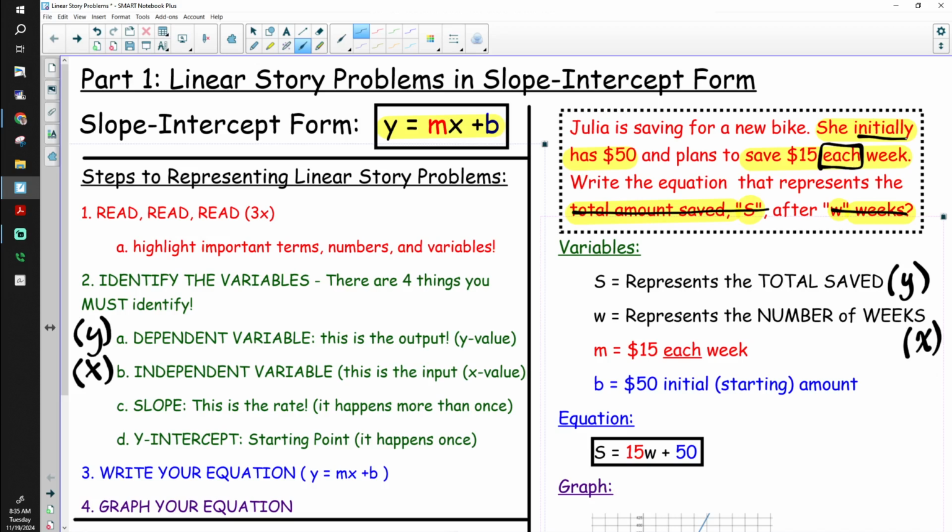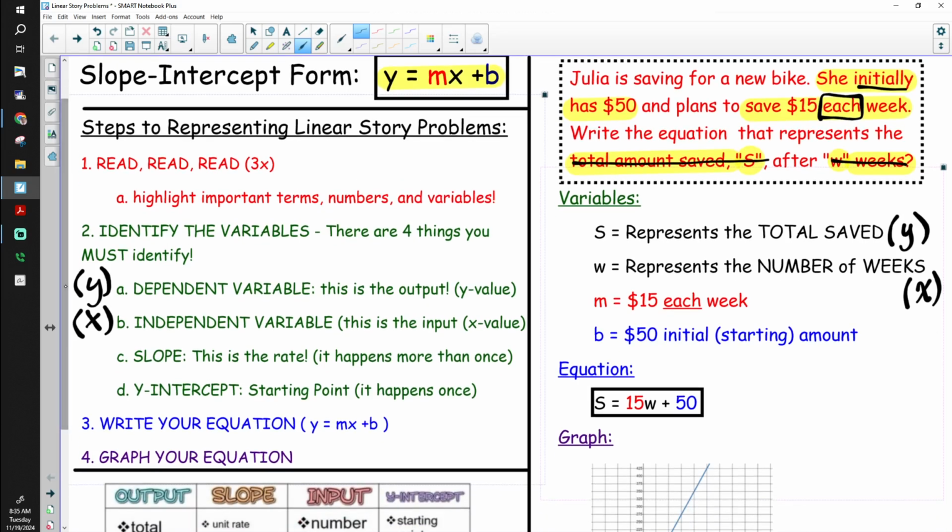And so it's time to use y equals mx plus b and just put everything where it's supposed to go. So instead of y equals mx plus b, we have s, the total, equals 15, our slope, w plus 50. That's the equation for this story problem. It's like y equals mx plus b, except for y in this case is s, and x in this equation is w. So this is the equation that represents this problem. We started with $50, and we're going to add $15 each week. Okay?